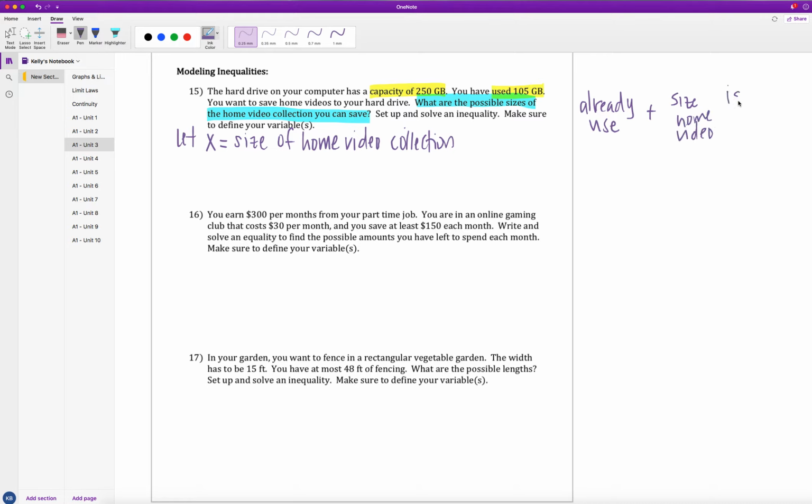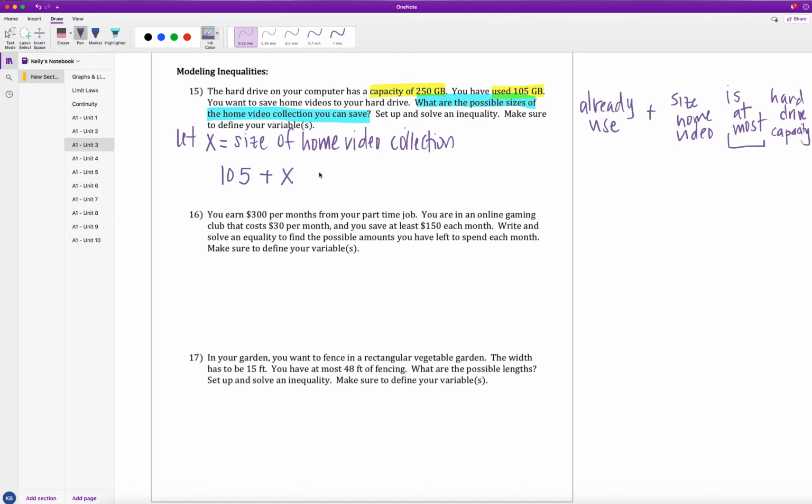That has to be at most the hard drive capacity that we have, because it wouldn't be possible to put more on our computer than what we have space for, which is why we have it as an at most statement. So now let's think about how I can take that information and transcribe it into what we were given. What we were already using is the 105. So the 105 gigabytes is already used. Too bad we already took it up. Plus the size of the video that we're trying to figure out is x.